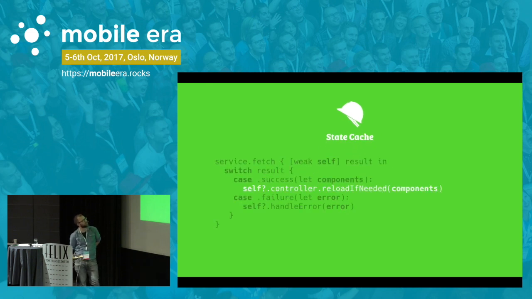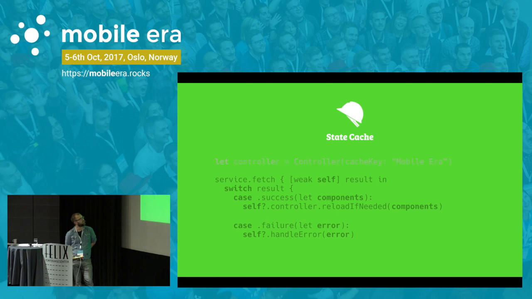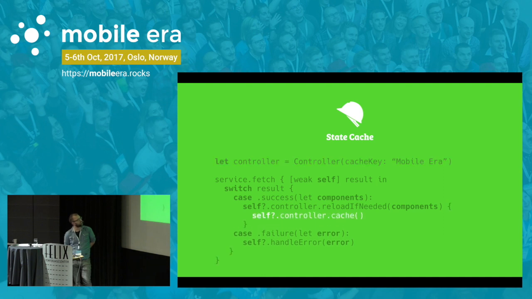So if I were to implement this in the example that we had with reload if needed, the first thing that I need to do is give the controller a cache key. So in this case it's mobile era. And this cache key is going to be used to make an MD5 string and save it to disk. And the only thing that I need to do is to invoke the cache as soon as reload if needed is done.